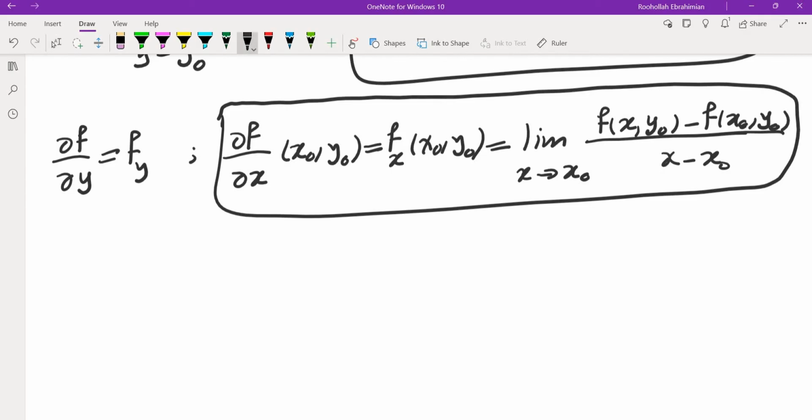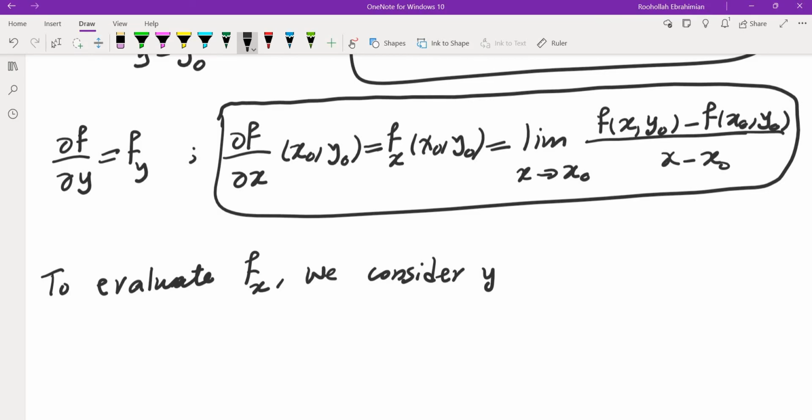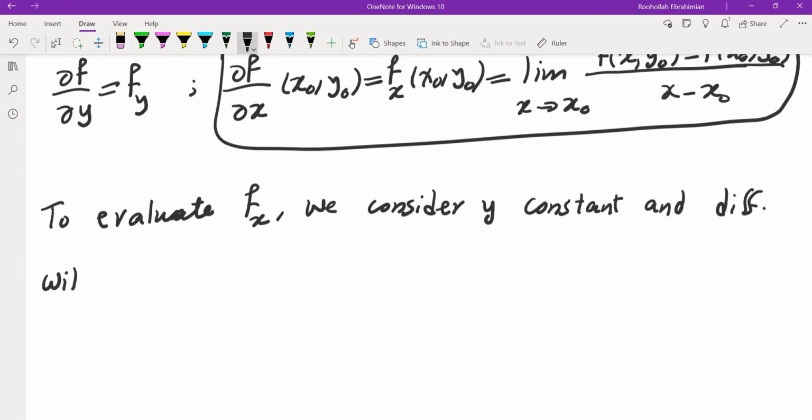So how do we evaluate partial derivatives? Well, to evaluate f sub x, we consider the other variable y constant and differentiate with respect to x.